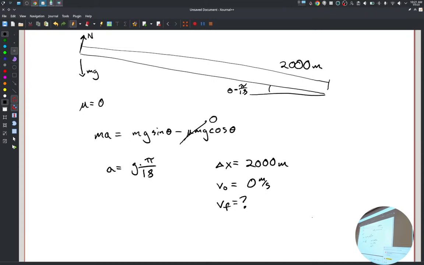It's not in free fall. It's going to fall.